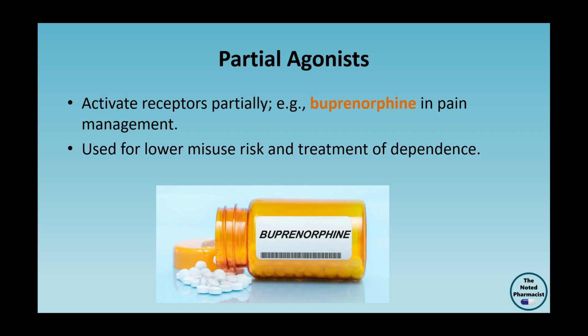Buprenorphine is also used in opioid dependence treatment due to its partial agonist effect, reducing withdrawal symptoms and cravings with a lower risk of misuse and respiratory depression.